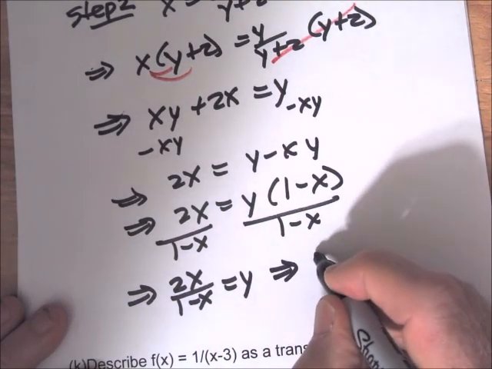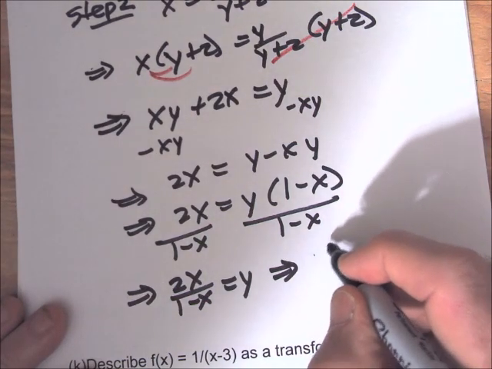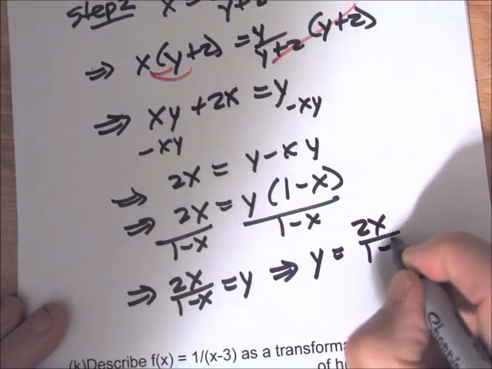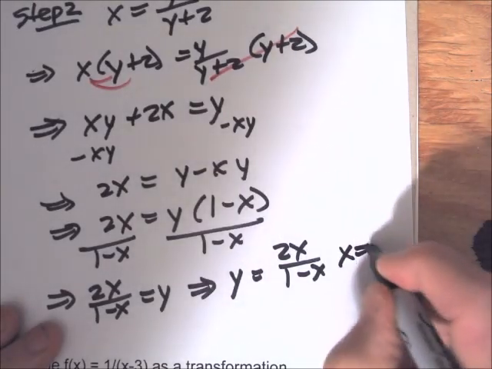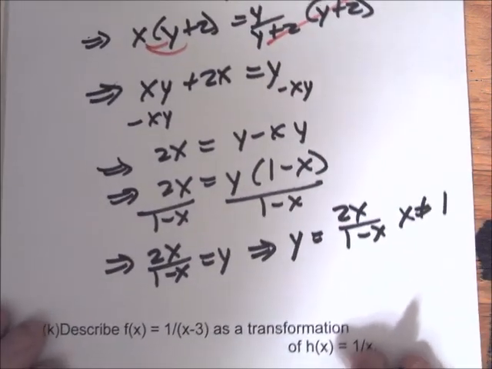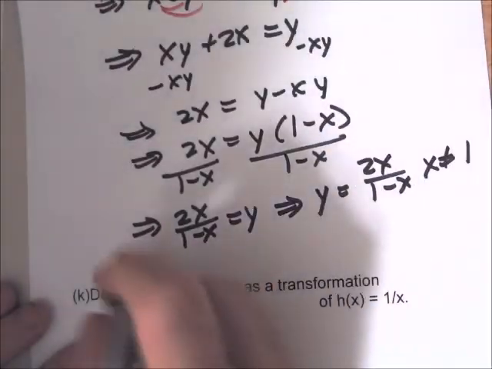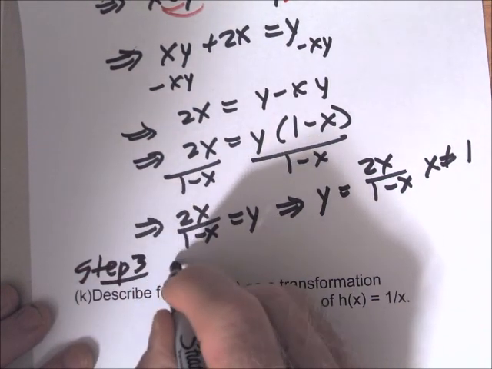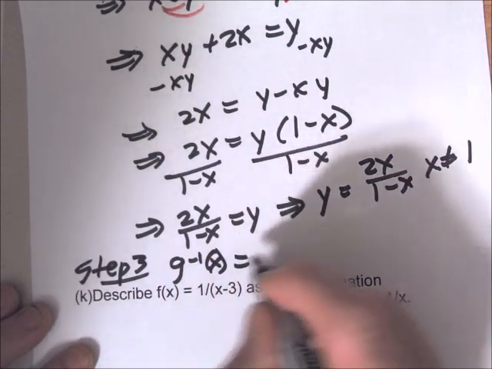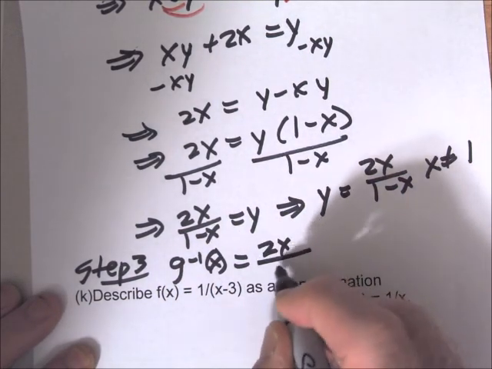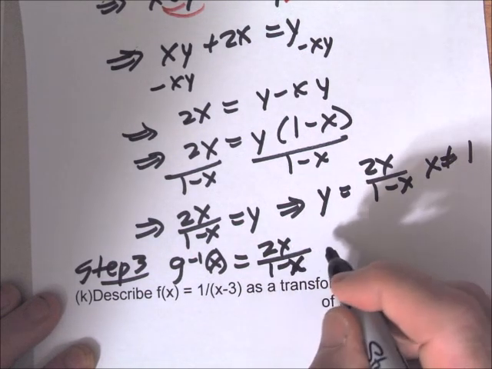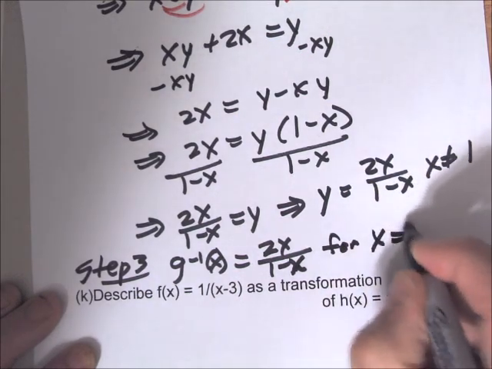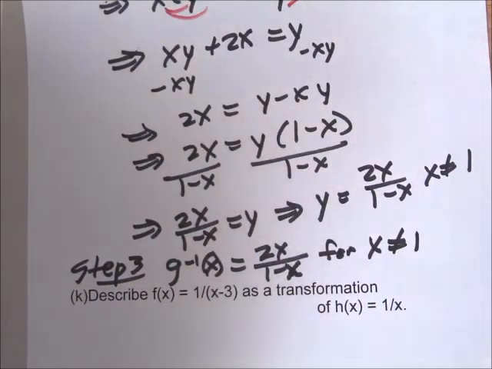It's traditional to put whatever you're solving for on the left, so we can write that as y equals 2x over 1 minus x. And this is for x not equal to 1. Okay, and then step 3, we can use the inverse function notation. So g inverse of x is equal to 2x over 1 minus x for x not equal to 1. Okay, so that's another example.